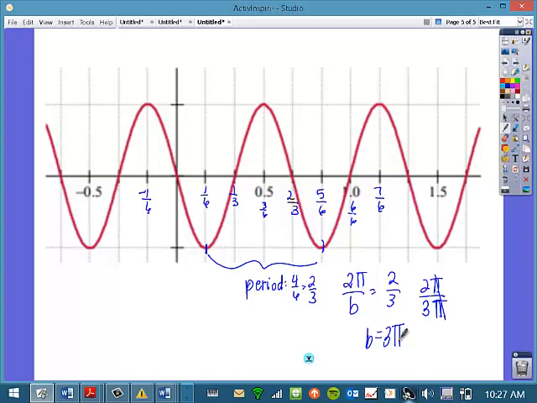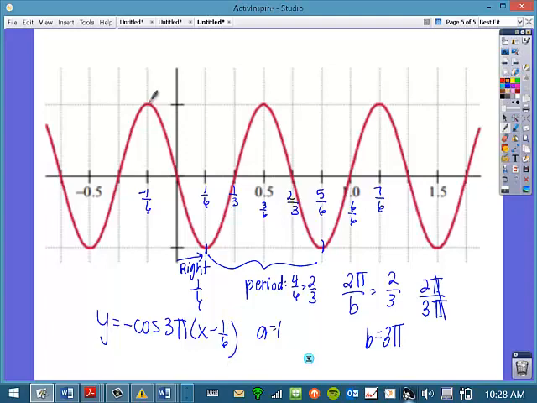Your amplitude is still 1. You didn't shift it up or down at all. So now if we're looking at it this way, you're going to shift it to the right 1/6. And it's negative cosine because it makes a frown. So that would be y equals negative cosine of 3 pi times x minus 1/6, since you're shifting it to the right 1/6. So that's one way to think about this cosine function.